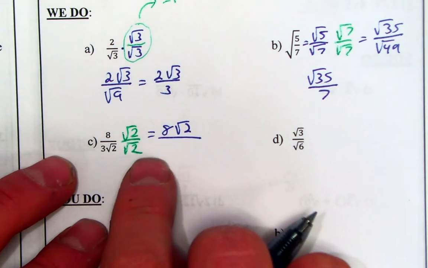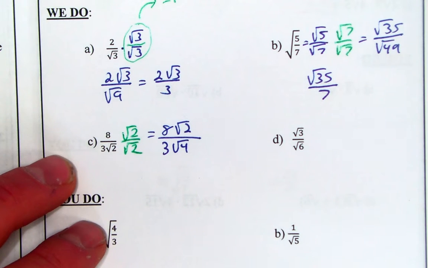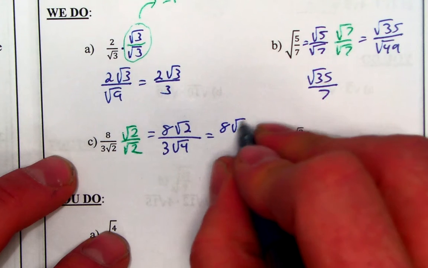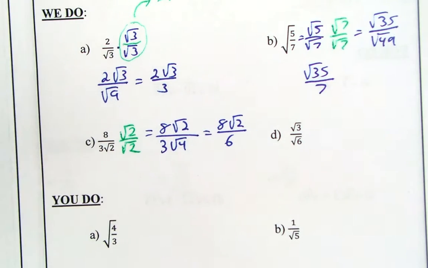3 root 2 times root 2 is 3 root 4. And the whole point is root 4 is 2. So our final answer is 8 root 2 over, well, 3 times 2 is 6. And I suppose it's not our final answer. Why?